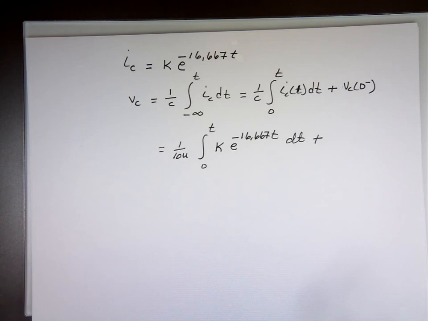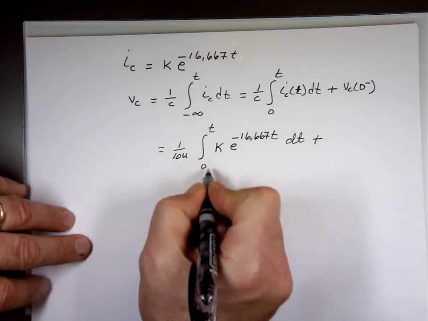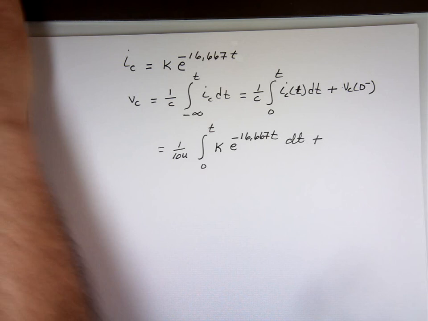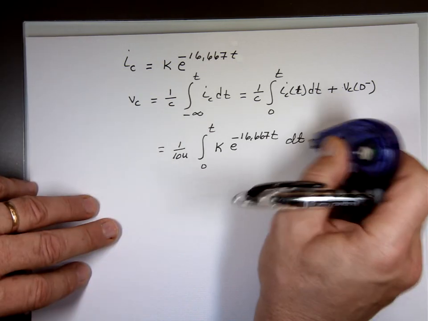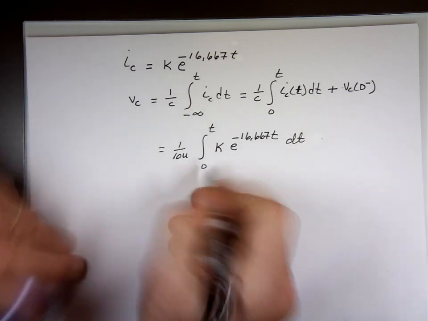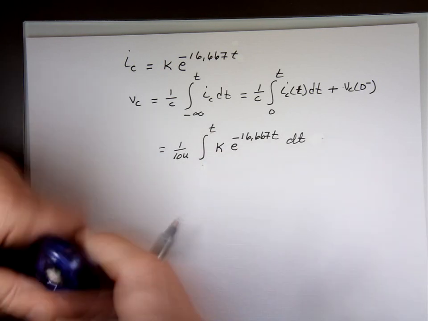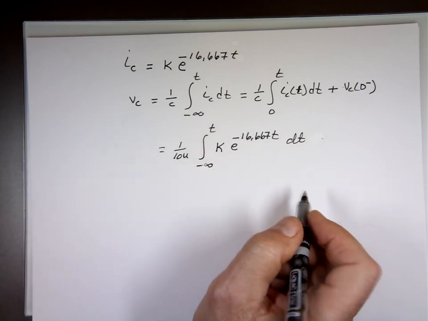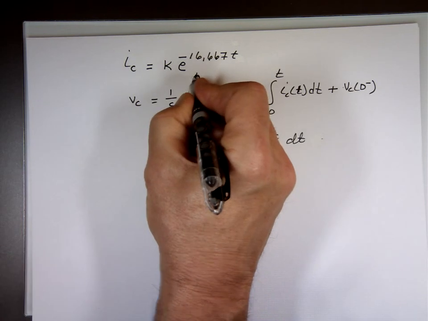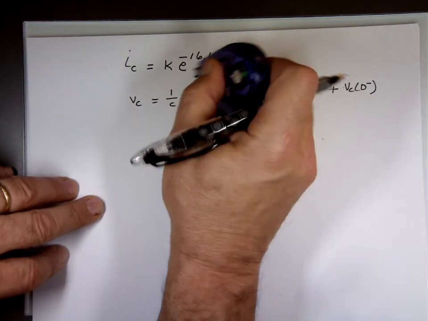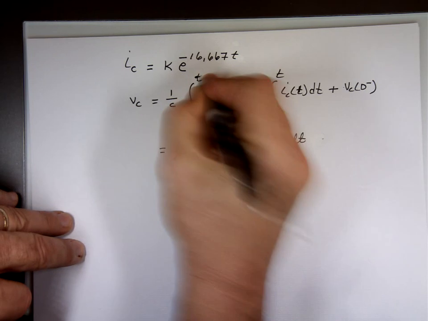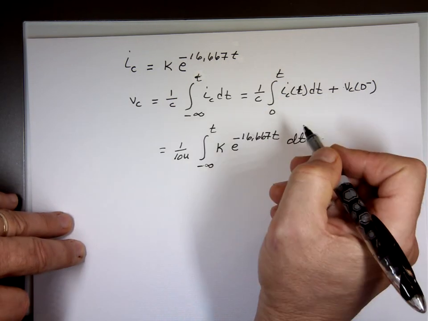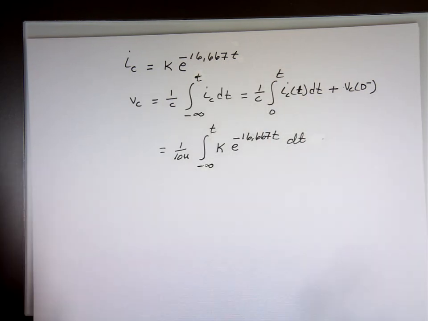You know what? I'll leave it from negative infinity, actually. Why even break it down? Go from negative infinity to t. No, to t, which can be broken down if you want from 0 to t plus the value at 0. 9 volts. It's just going to be 9 volts. Well, let's see.